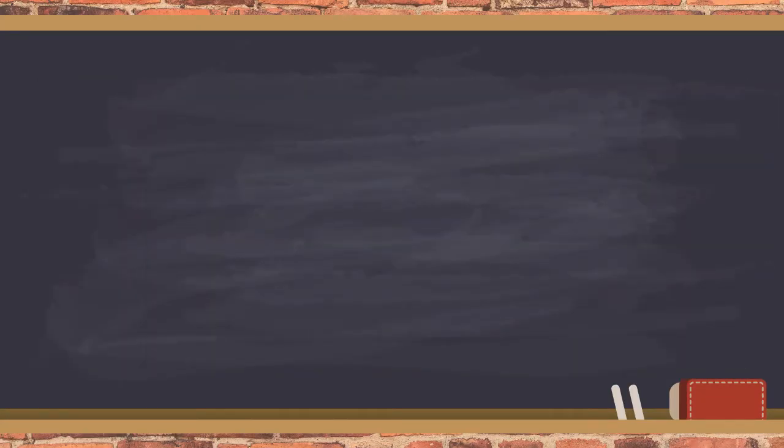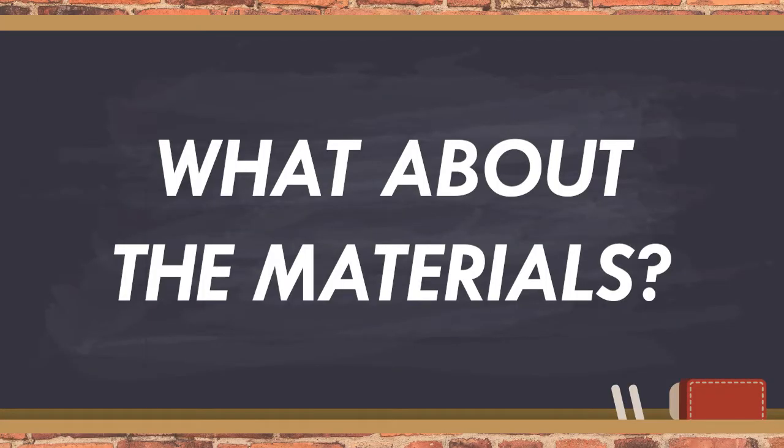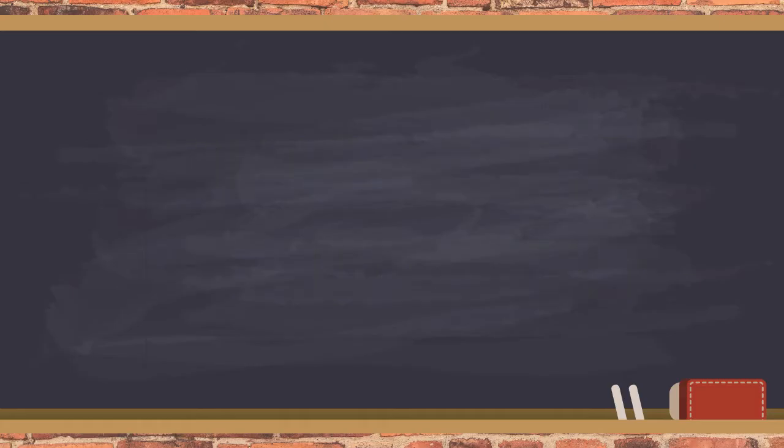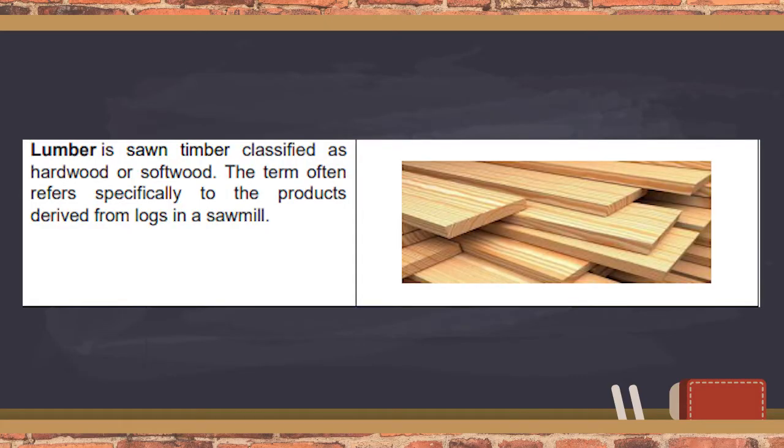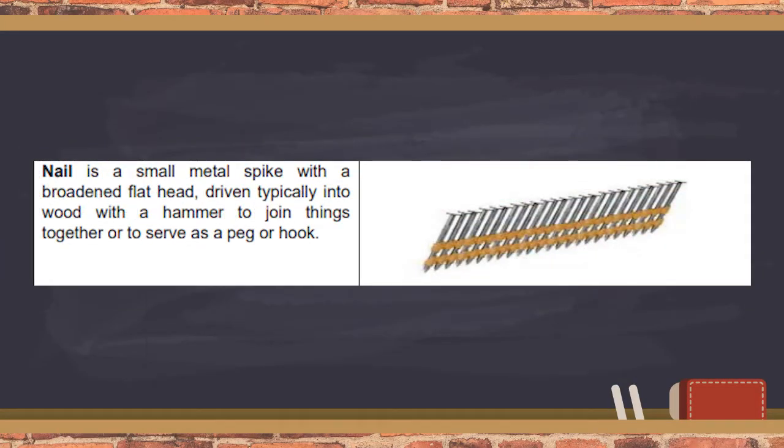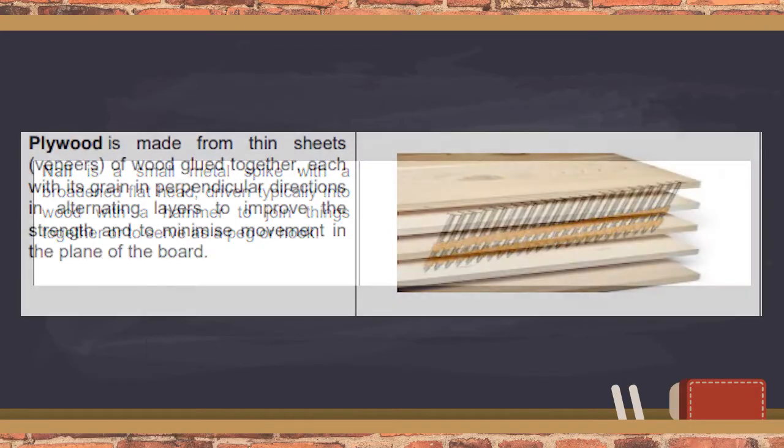So, these are tools. But what about the materials? For materials, we got lumber. Is sawn timber classified as hardwood or softwood? The term often refers specifically to the products derived from logs in a sawmill. Nail is a small metal spike with a broad and flat head, driven typically into wood with a hammer to join things together or to serve as peg or hook.